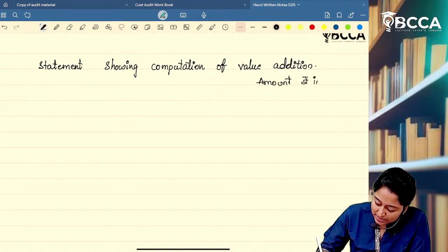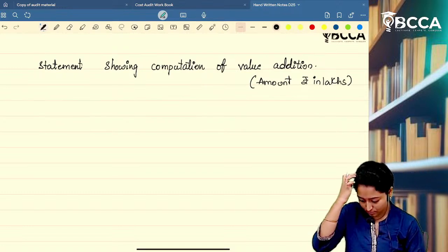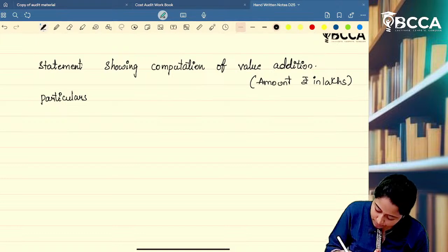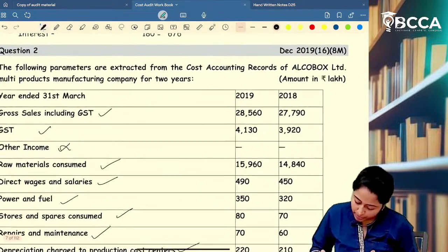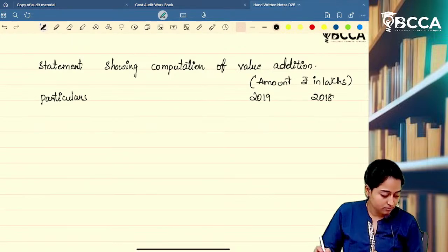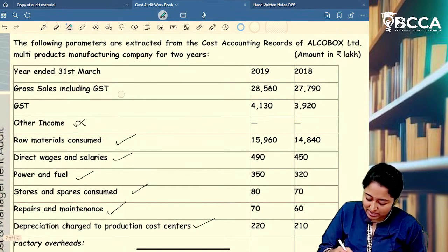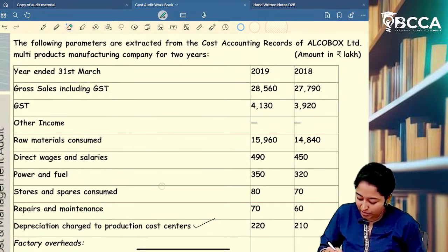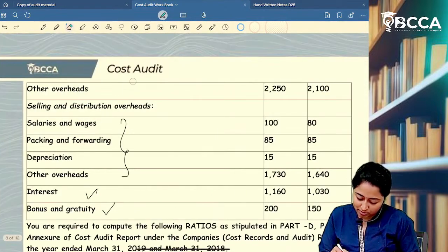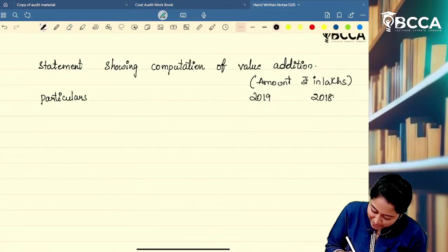Amount in rupees in lakhs. Particulars. What are the years? 2019 and 2018. Now, first we'll start with net sales. Don't do gross sales minus GST again because we have already done that. If you have lots of stamina, you can write it. I haven't had my breakfast, so I'll directly go to the net sales.